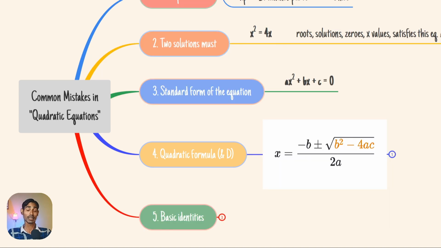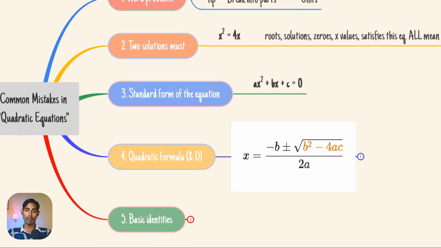Quadratic formula. Again, this is another small thing that students shouldn't make a mistake in remembering. So x equals minus b plus minus square root of b square minus 4ac, whole divided by 2a. a, b, c are given in the standard form of the equation. So in standard form, everything should be on the left side, and then you can use the quadratic formula.